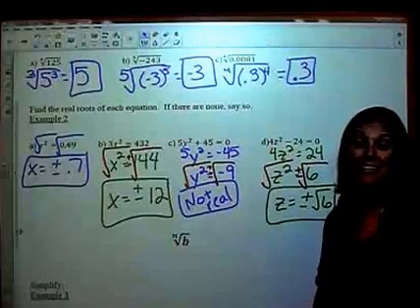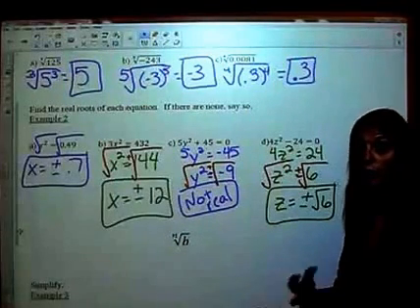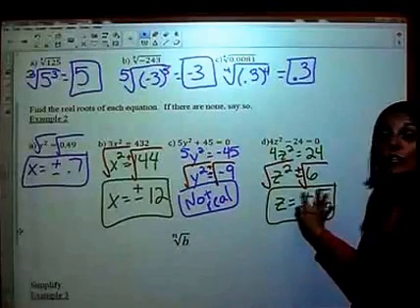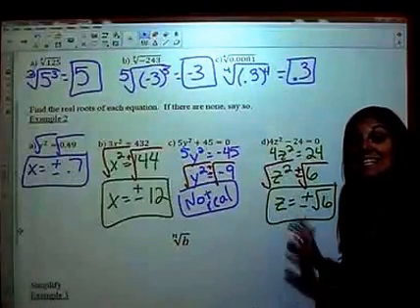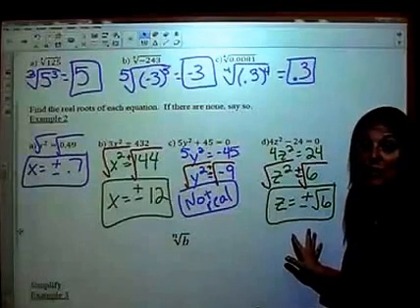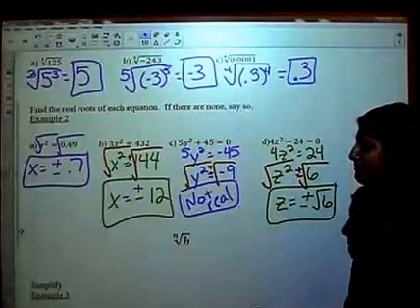Now remember, 6 isn't a perfect square. It also doesn't simplify into a perfect square times something else. So we're just going to leave the answer like this in radical form, because that's exact form. We're not going to change it to a decimal. We want to leave it in radical form because radicals are exact.